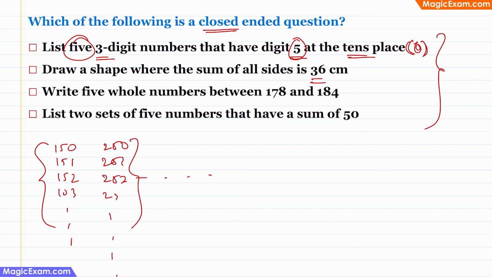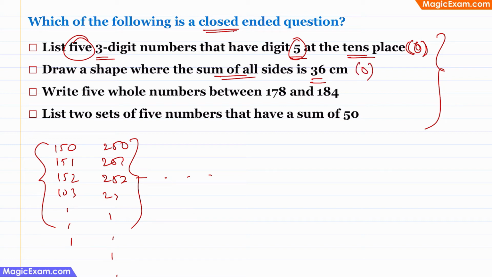So here you can draw a square, you can draw a rectangle, you can draw a trapezium. So you can draw any number of shapes where the sum of all the sides is 36 centimeters. So this also has multiple correct answers. So this is also open-ended.